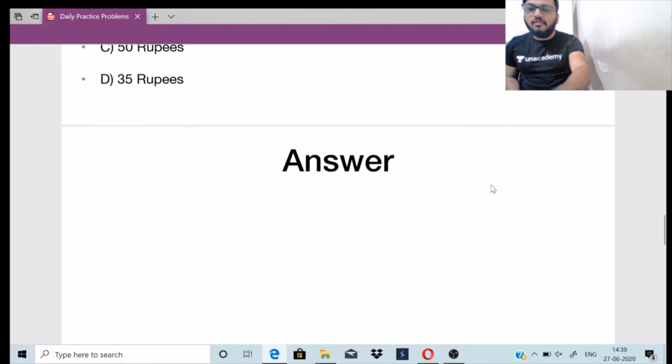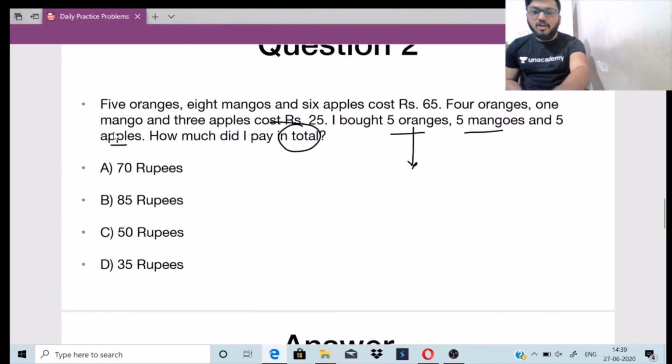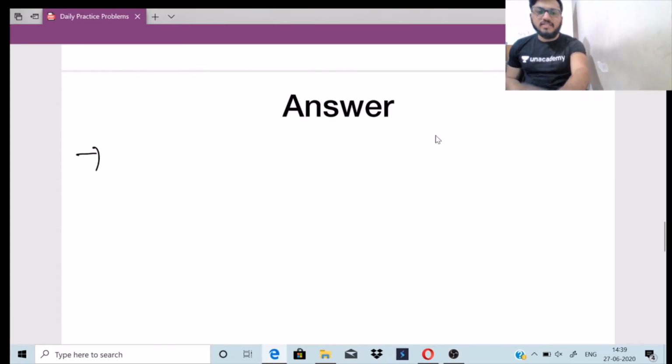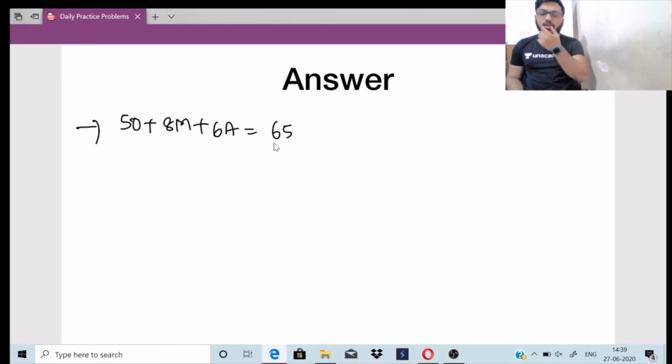We can easily solve this question, right? They have given the first one. How many oranges am I buying? 5 oranges plus 8 mangoes plus 6 apples will give me 65, which means it will cost 65 rupees. Here again, 4 oranges plus 1 mango plus 3 apples will cost me 25 rupees.